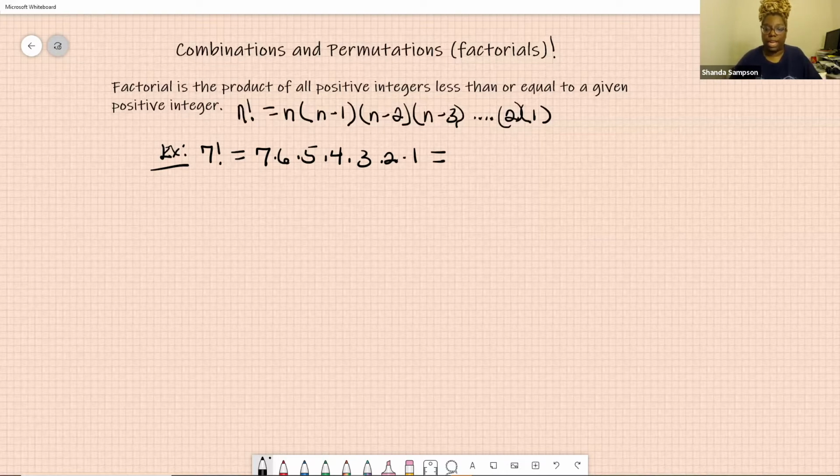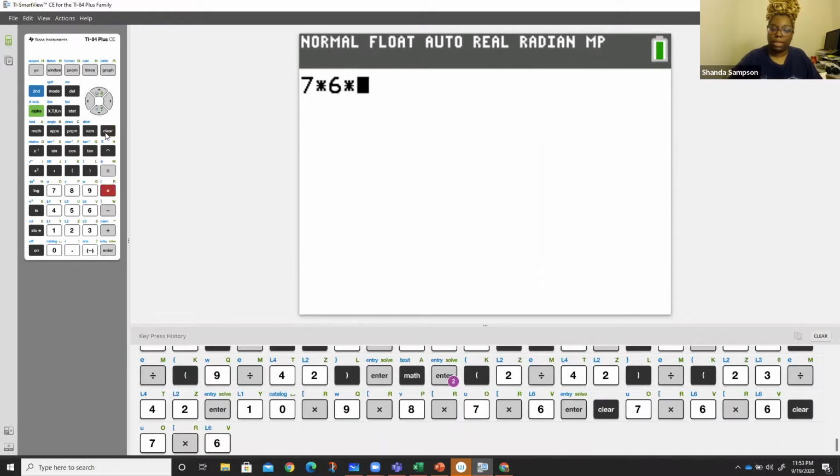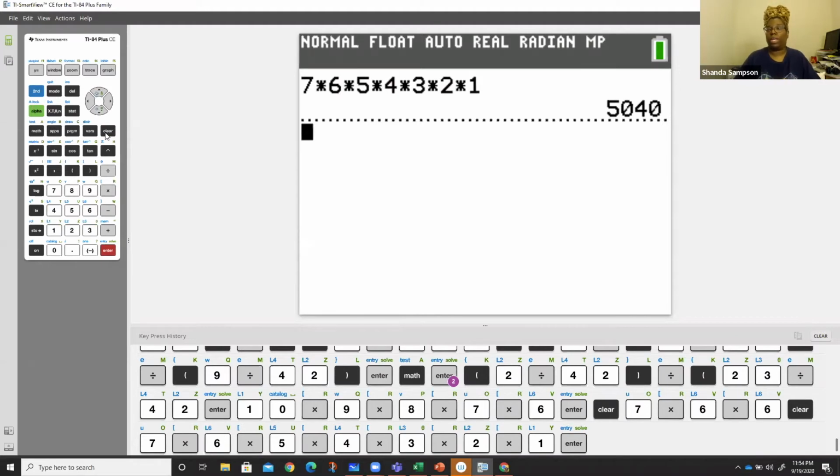So let's take a look at our calculator. 7 times 6 times and so on. So that answer is 5040. And of course, if we're talking about 30 factorial, you're not going to be typing it in that way. So let's see how we put in 7 factorial.